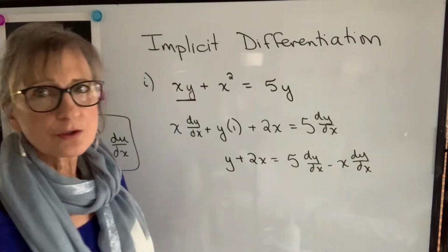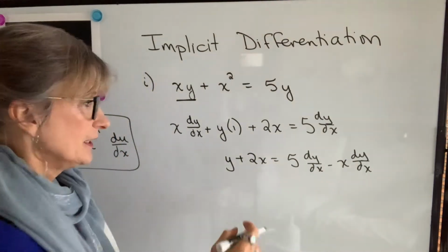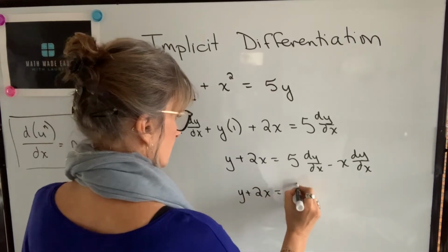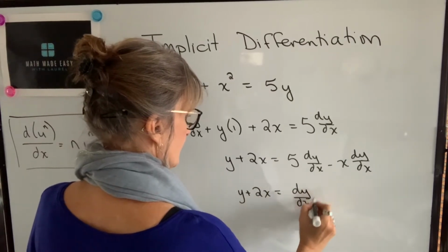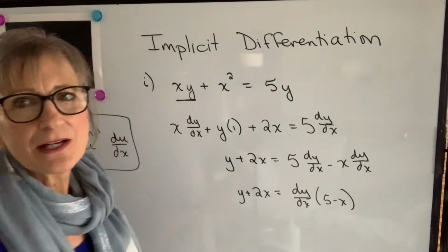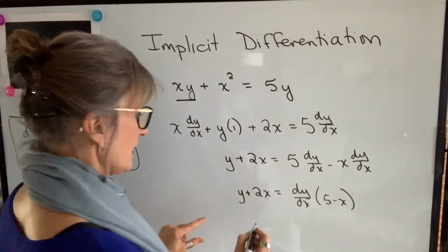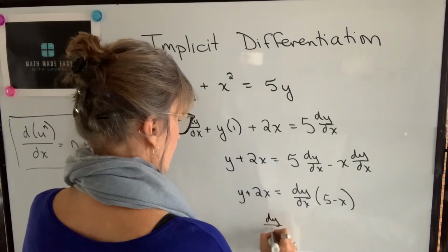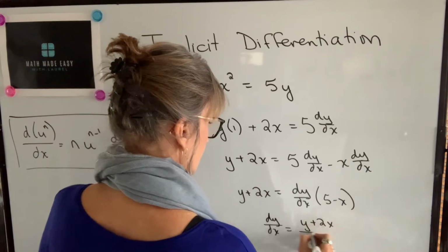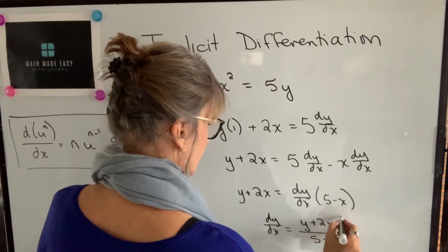Once you have all your terms containing dy dx on one side, you factor it out. Factor out a dy dx, and we're left with 5 minus x. Now we can isolate dy dx. We're going to divide by this factor. So dy dx will be equal to y plus 2x divided by 5 minus x.